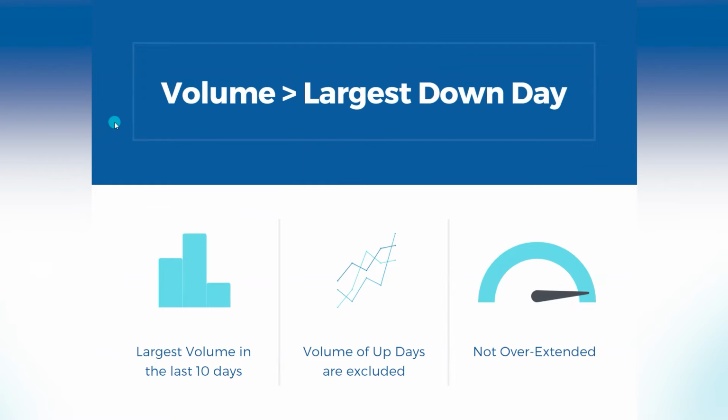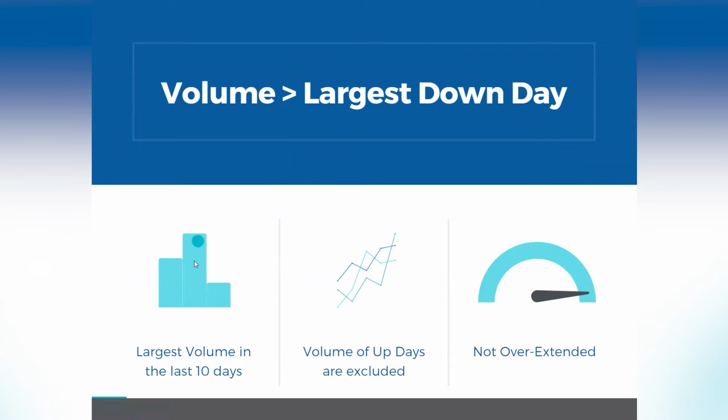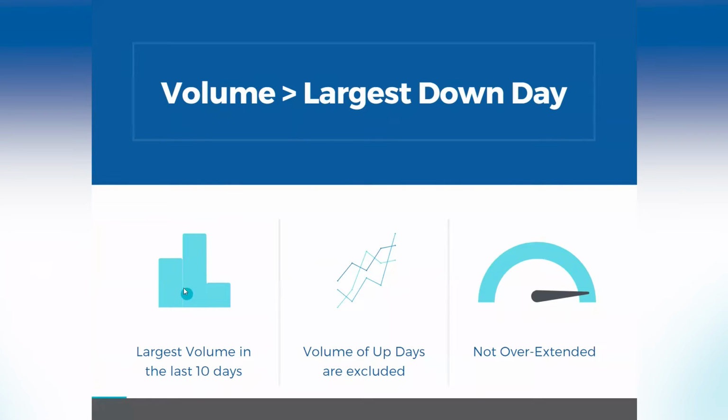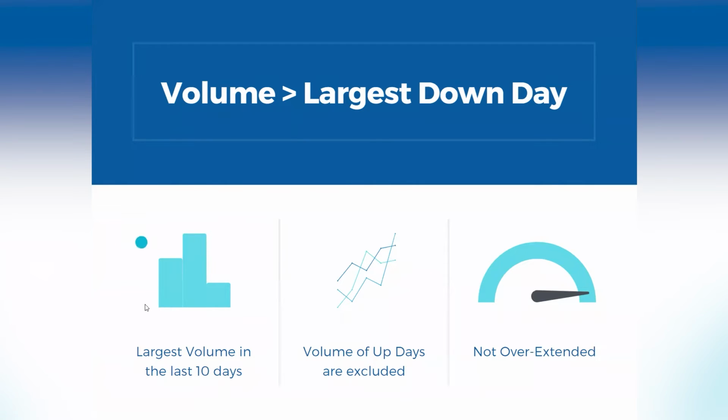When we have a look at the volume, this critical component of the volume signature in the pocket pivot, we want to see that the volume on the pocket pivot is larger than the largest down day of the preceding 10 days. So you want to see that volume spike up on the pocket pivot day be higher than the preceding 10 days' down days. So what we're saying here is we're excluding the volume of the up days. We can have a large up day within that 10-day period, and that doesn't negate this being a pocket pivot.